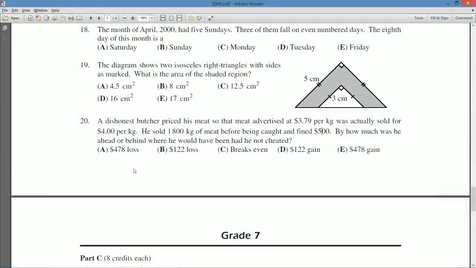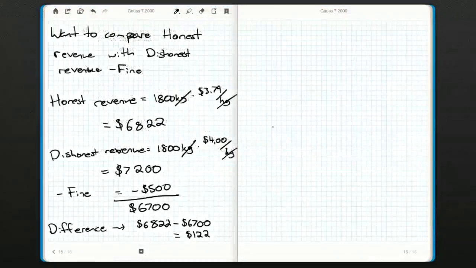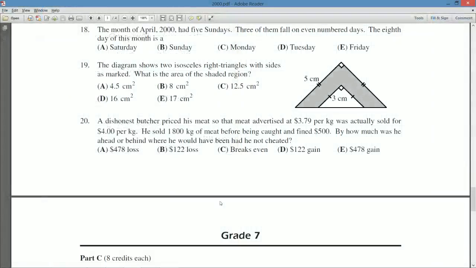When we look at our answers, now we have to think about the wording because there's $122 lost or $122 gained. So we have to be very careful about the way we set up the equation. He would have had this amount of money. Instead, he made this amount of money. So compared to what he would have done if he had been honest, he lost $122. Okay? And I believe that was B, but we'll just double check that. Yeah, a $122 loss. Okay, and that's good because he was dishonest.